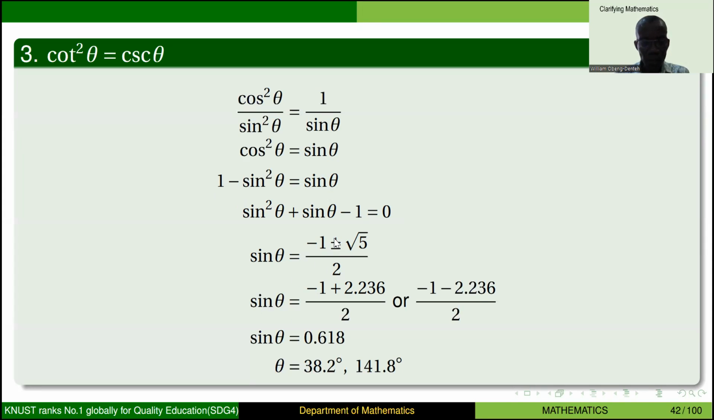So our sine theta, splitting it, our plus will be here, and then our minus will be there. The whole of this gives us positive 0.618. This will give us negative 3.236. So that will not be in the range for sine theta. So we find the sine inverse of this, and we get 38.2 degrees. And then we can move on to the second quadrant and get 141.8 degrees. So that is how we solve this type. So we can look through and see how we normally deal with that.